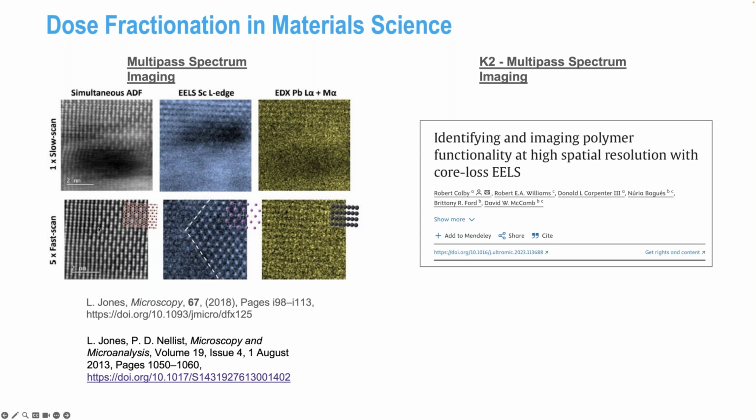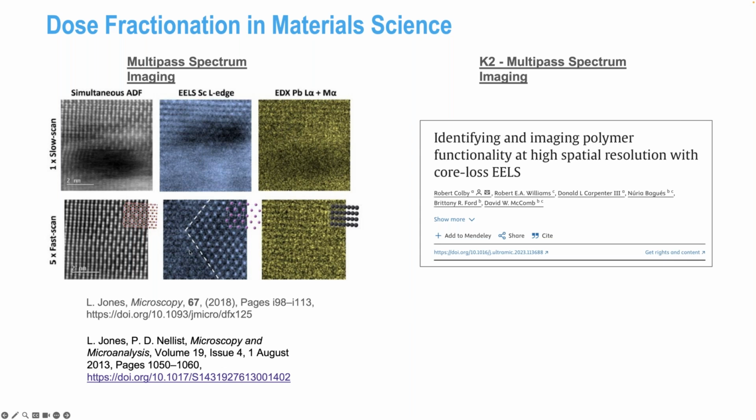If you look at the figure Lewis has in his publication, top left, we have a slow scan in the top row versus a 5 multi-pass scan in the bottom row. It's very obvious that the fast multi-pass scan is superior to the single slow scan. There is a massive amount of damage in the single slow scan, no damage in the fast scan, and there are resolution and features that can be seen in the multi-pass data that you don't see in the other data. So ADF, EELS, and EDS.